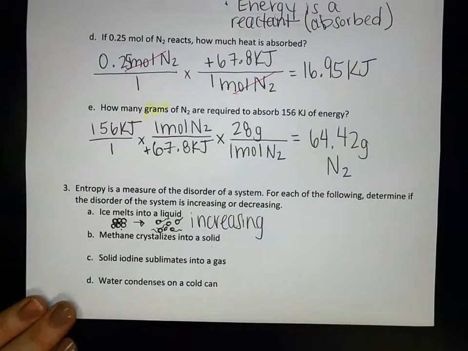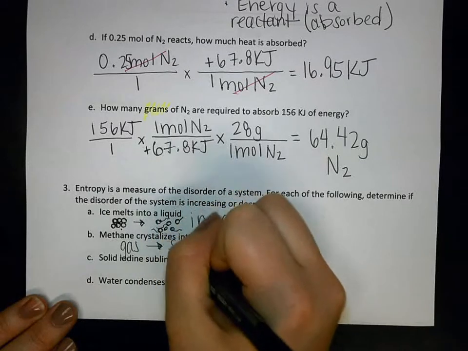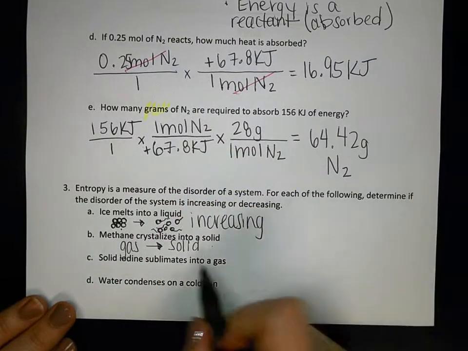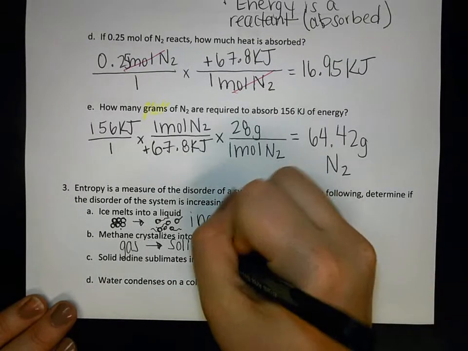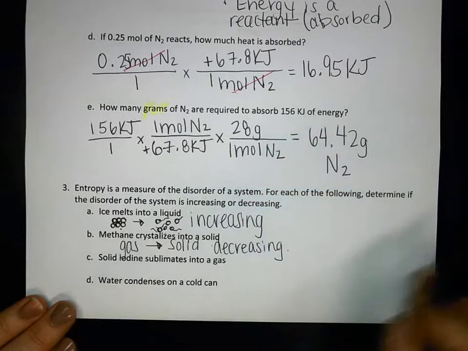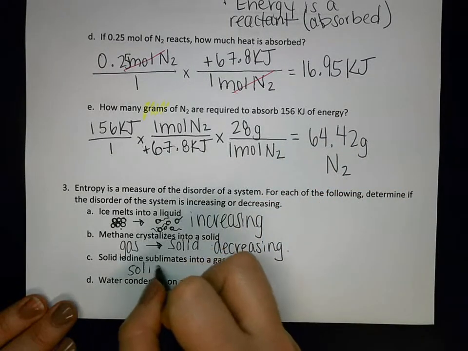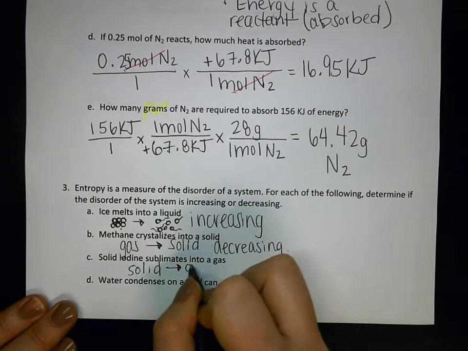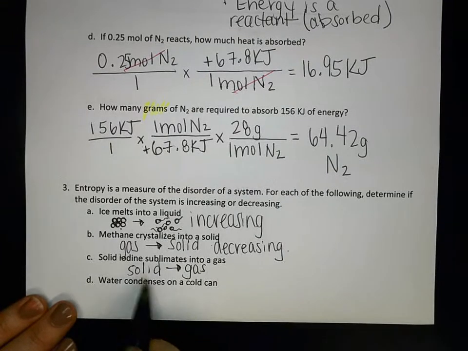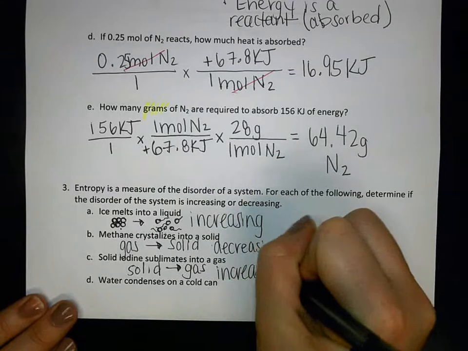Methane crystallizes into a solid. So in this case, we're going from a gas where particles are flying around all over the place to a nice, neat solid. So the disorder, or entropy, is decreasing. Iodine sublimates into a gas. So we're going from solid to gas. This is the exact opposite of the one that we just saw. So I'm going from a nice, neat solid to a chaotic gas. So we would say that entropy is increasing.